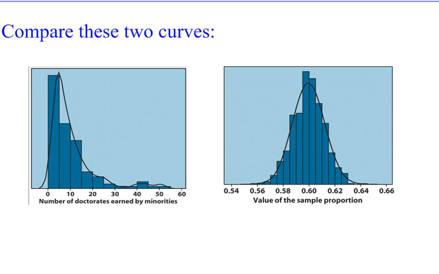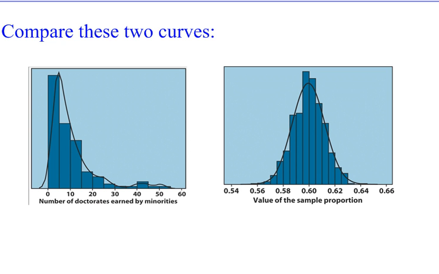In this lesson, we're going to be learning about normal distribution. So far, we have looked at two different kinds of graphs. These two you can see here. One is the number of doctorates earned by minorities, and the second is the value of the sample proportion. How can we compare these two curves with what we've learned so far?